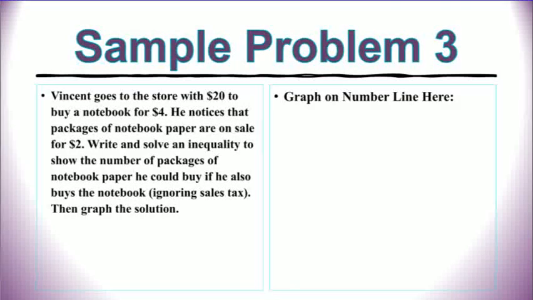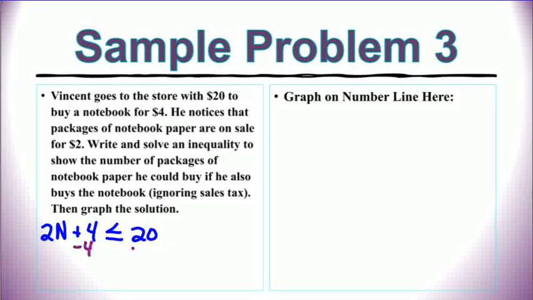So he goes to the store with $20 to buy a notebook for $4. And he notices that he can buy packages of notebook paper that are on sale for $2. So I'm going to start off with $2 packages of notebook paper, but we don't know how many packages he can buy, so I'm going to put a variable n. Plus, he is buying the notebook for $4. All of that has to be less than or equal to $20 because he only has $20 to spend. So the max he can do is $20. So there's my inequality. I need to solve for that one.